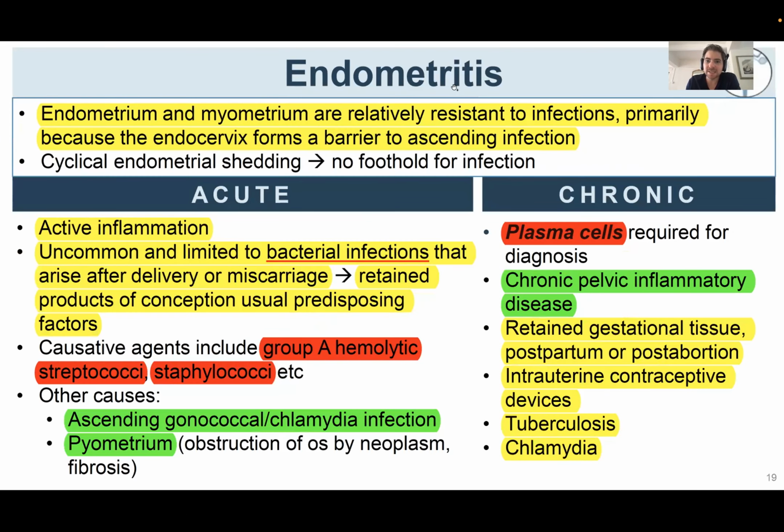Now, endometritis is infection, right? So an acute infection, your normal things you expect, staph and strep. You can also get gonococcal and chlamydia infection if it ascends up. Chronic infection involves plasma cells. So good thing to know there. It's a diagnostic clue for chronic endometritis or pelvic inflammatory disease.